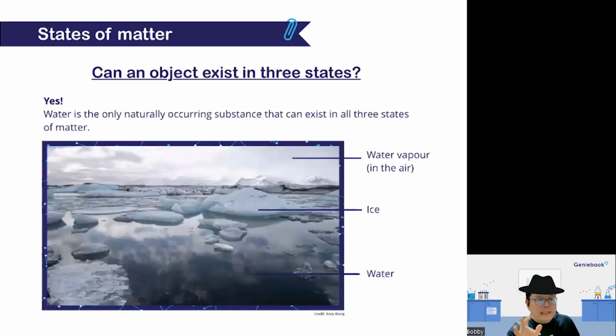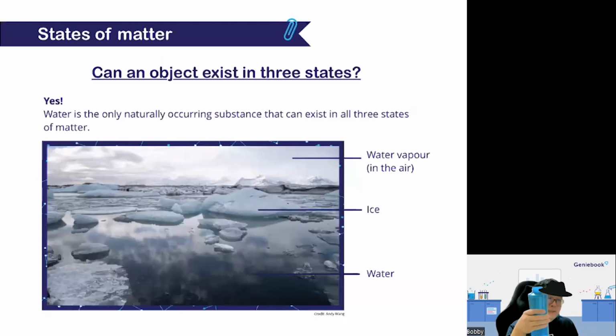So, can an object exist in all 3 states? Basically, can this one thing exist as solid, liquid, and gas? And the answer is actually yes. It's already shown on screen actually. So water, the source of our life. If we don't drink water, we will pass away. We will not live for long. Water can exist in all 3 states.